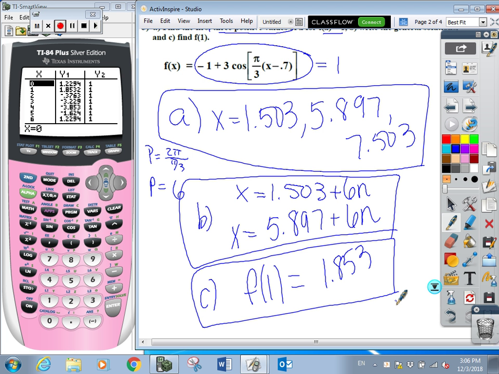So know the difference between it giving you x and it giving you y. If it gives you x, you just find the y value. If it gives you f of x, that's general solutions, first 3 positive, or over a domain that would be given, which is like the last 2 problems.